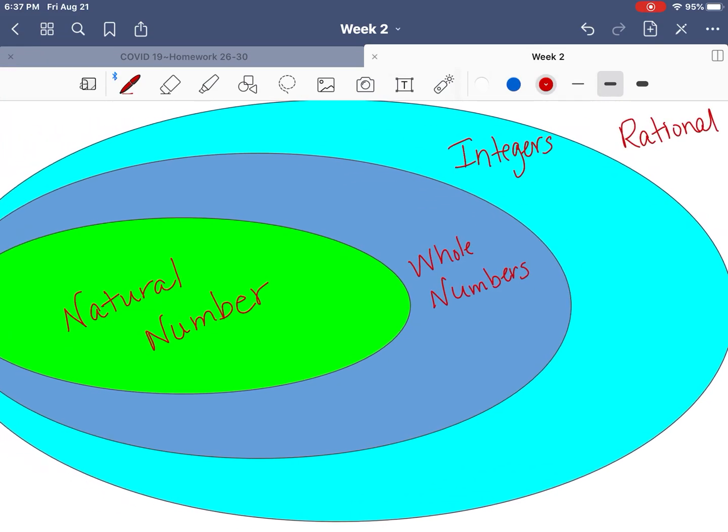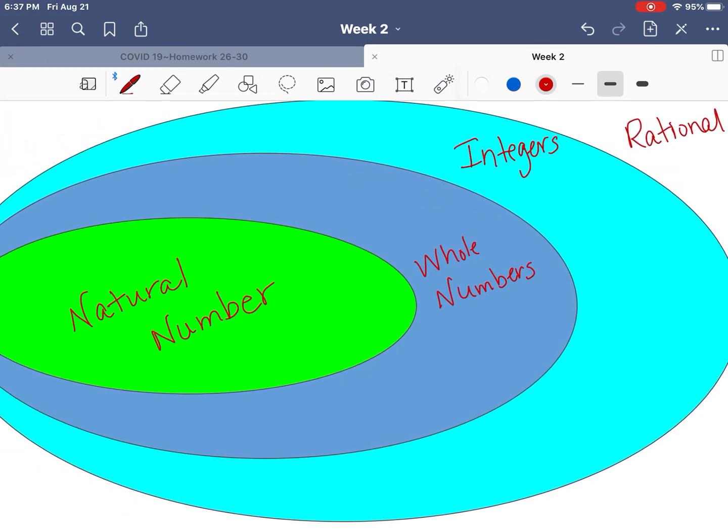There is your lesson for today, starting with classifying numbers. Again, if you don't get it all just yet, be patient with yourself. We're going to have more lessons on this.